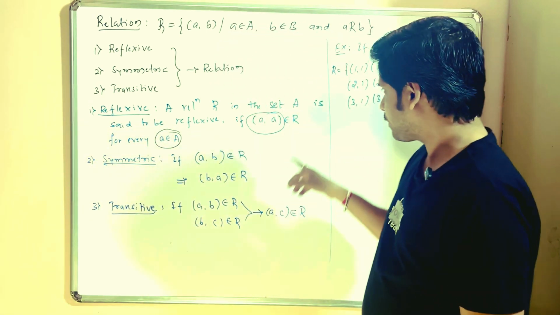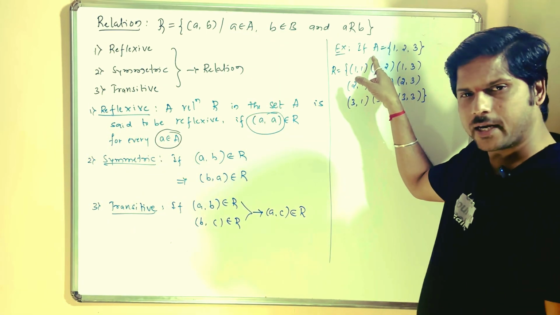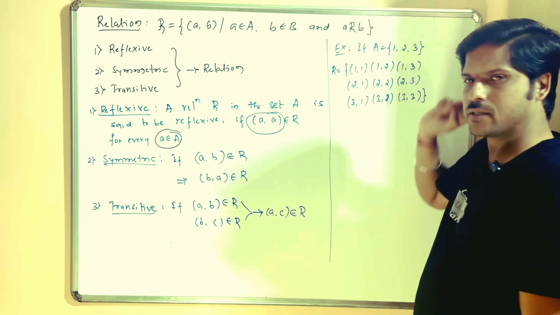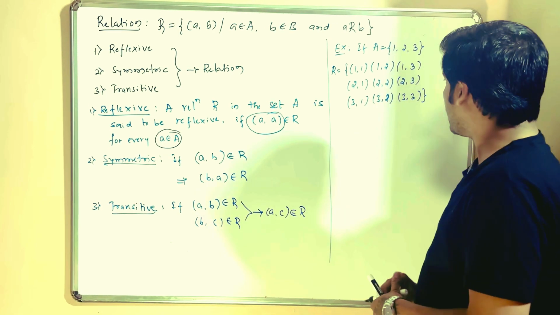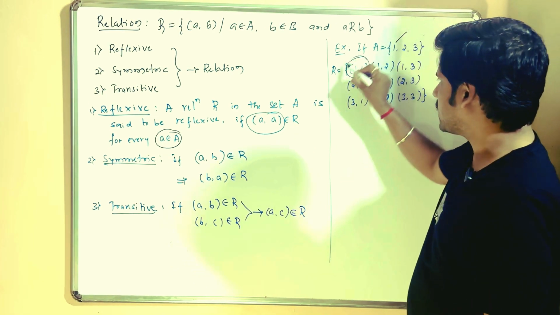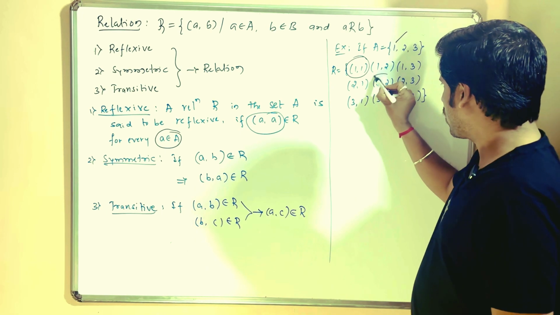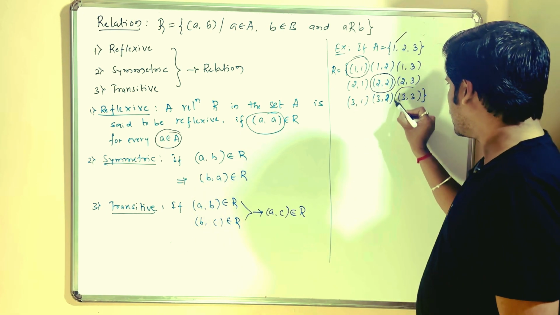Therefore here also, in the set A, we have 3 elements, right? So for one, the mirror image (1, 1) is present. Similarly (2, 2) is also present, (3, 3) is also present.